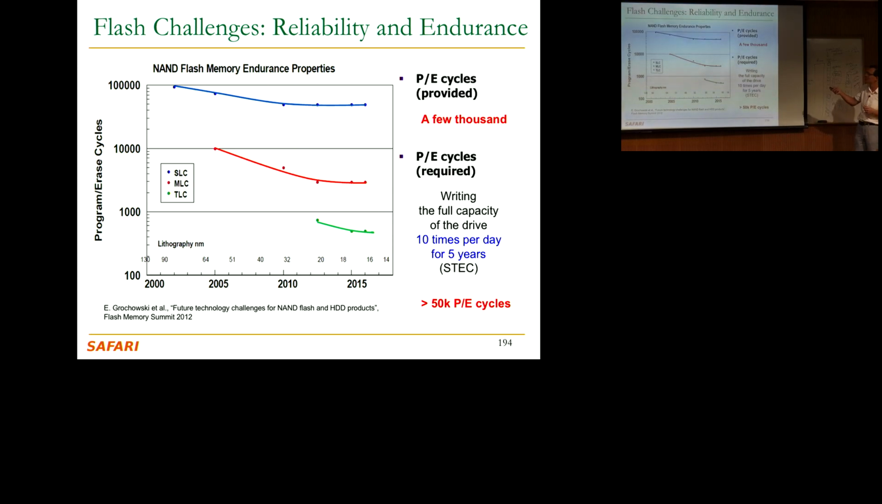So how do you get from a few thousand to 50K? That's one of the reasons for the research. Flash controllers do a lot to bridge this gap. One is, of course, to use single-level cells. That's certainly possible, but then your capacity is reduced.